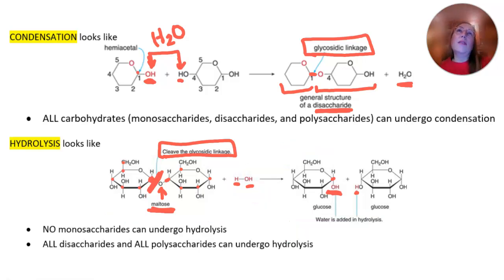Monosaccharides can't undergo hydrolysis because what would you split? There's just one of them. But all your disaccharides and all your polysaccharides can undergo hydrolysis. So we're really looking for that glycosidic linkage and looking to break that glycosidic linkage in order to do hydrolysis.